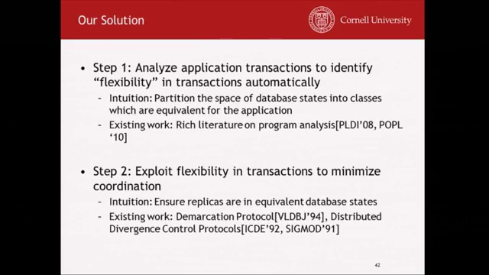So here's the overview of our solution. In the first step, we are going to analyze the application transactions to automatically identify this notion of flexibility. The intuition is that we want to identify which database states are equivalent, and therefore we are going to partition the space of database states into equivalence classes. We are going to build upon a rich literature on program analysis, because effectively the transactions, as I said initially, are user programs.